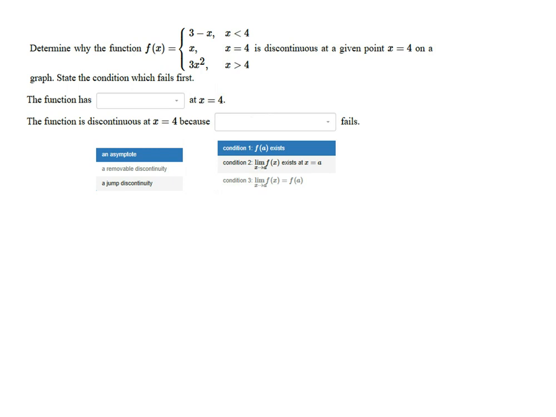Okay, this is one of those piecewise functions. All right, let's see. How do I want to explain this?